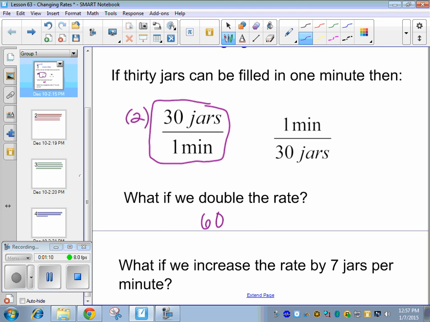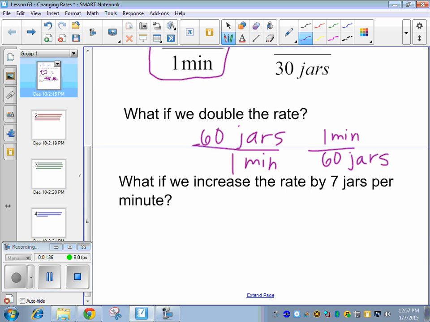So that means that I can do 60 jars in 1 minute. I'm doubling, I'm going twice as fast. So keep the denominator the same. If I do 60 jars in a minute, that's twice as fast as 30 jars in a minute. And we could also write this, of course, the other way. So doubling means times by 2, just numerator.